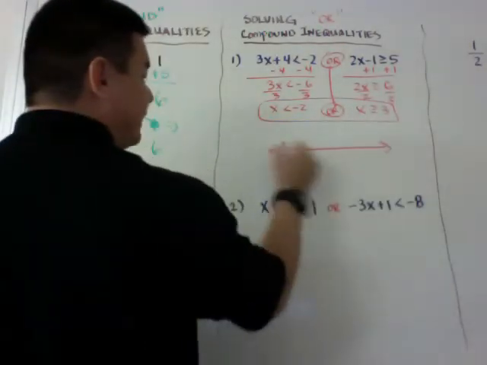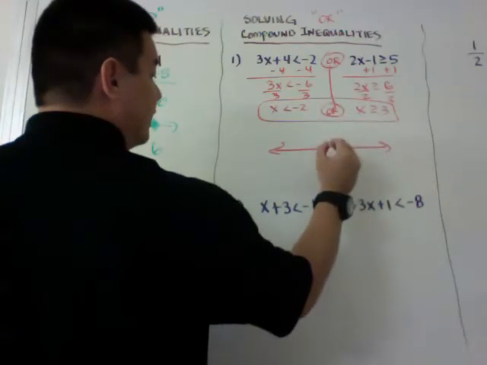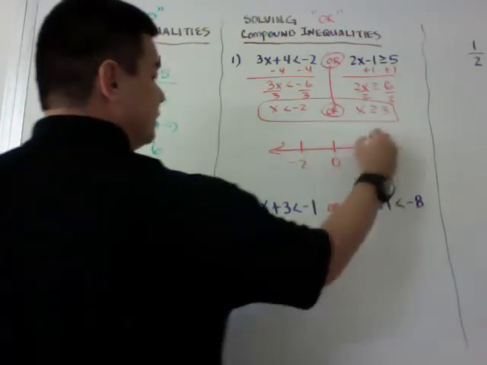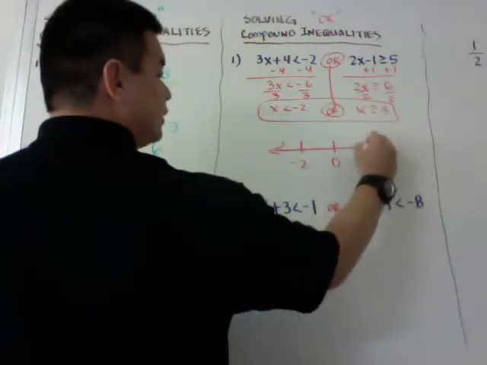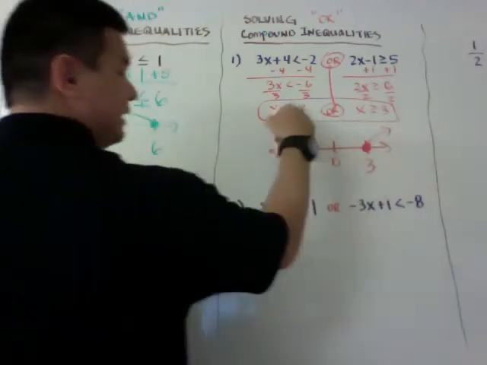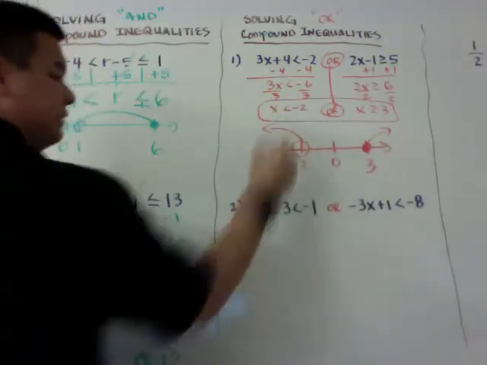Okay, when you graph it, put the 0 here, the negative 2, the positive 3. I can see that's going to be a closed circle going out. This is going to be an open circle going left. Okay.